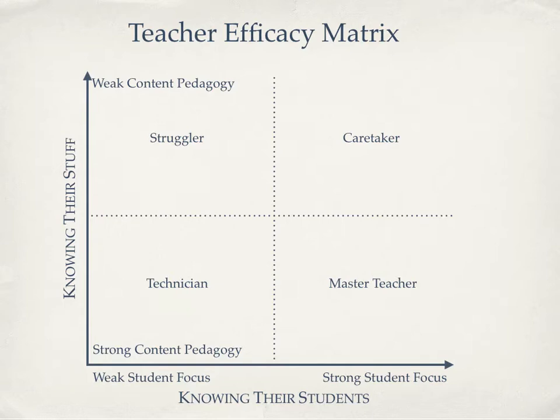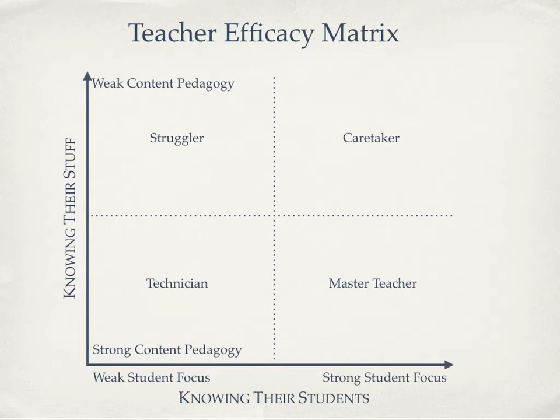What we see here is a matrix that measures teacher efficacy. And you'll notice that on the x-axis, we've got the student focus of the teacher. On the y-axis, their content pedagogy. And we divide this into 4 quadrants of a struggling teacher, a caretaking teacher, a technician, and a master teacher, which ostensibly is the goal.